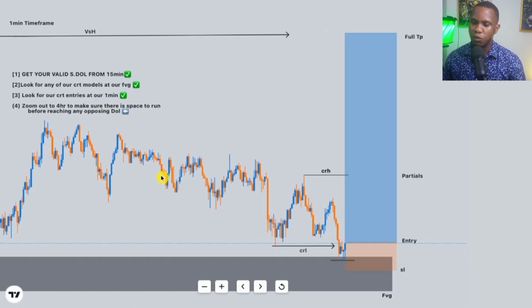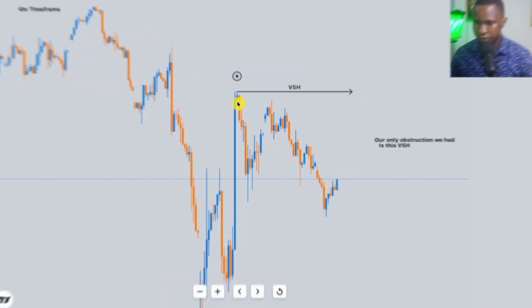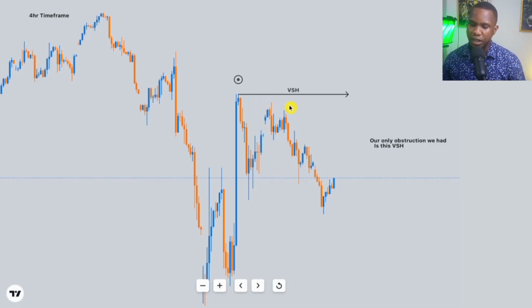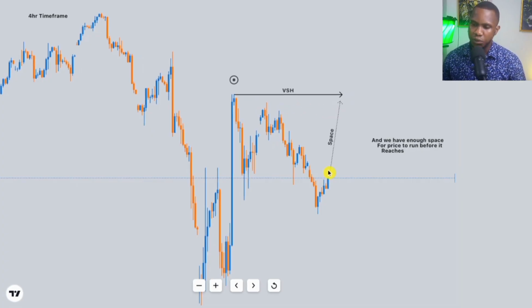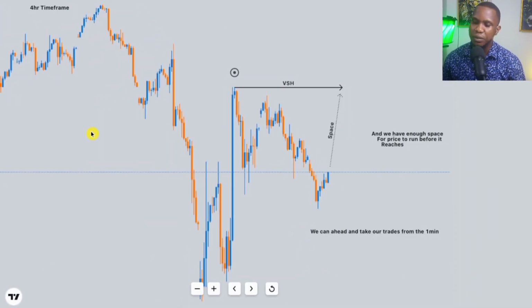Number 4 is before we take this trade, we zoom out to the 4-hour time frame to make sure there is space to run before reaching any opposing structural draw on liquidity. Let's do that. So this is the 4-hour time frame. From the 4-hour time frame, this is where we are currently at. This is our value structure high in the market. Our only obstruction is this value structure high. So can you see we have enough space for price to run before reaching it. So we can head back to the 1 minute time frame to take our trade.